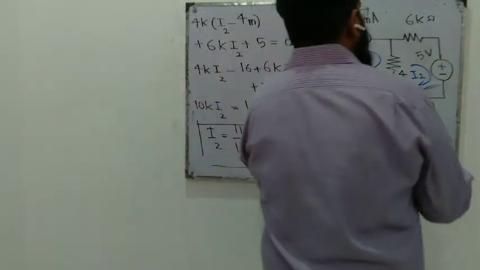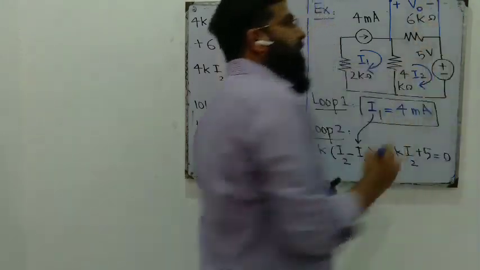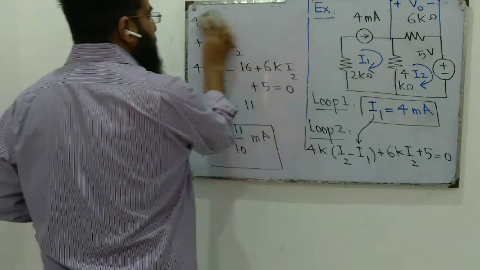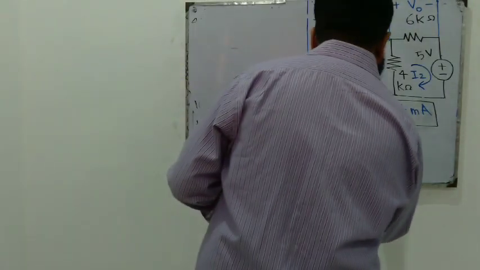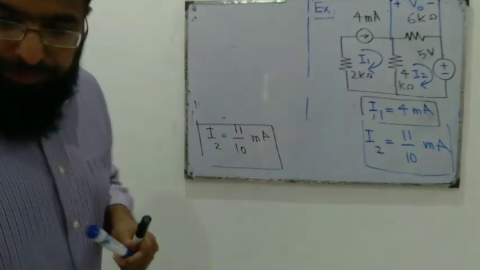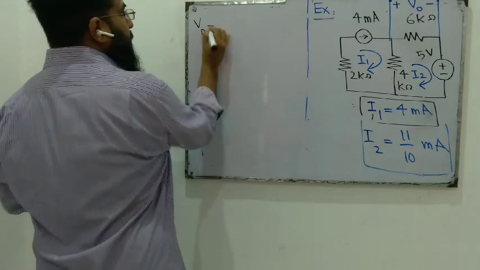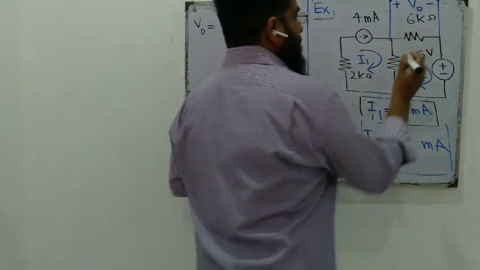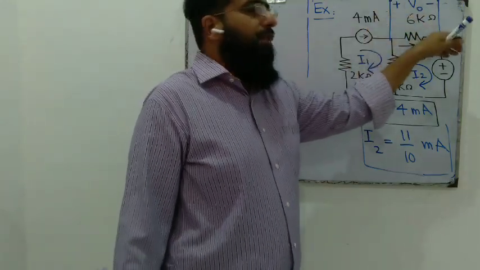Now we are asked to find the voltage drop in this polarity across this 6K resistor, and we call it VO, V out. How do you compute it given I1 and I2? We have I1 equal to 4 milliampere and I2 equal to 11 over 10 milliampere. V out is the voltage drop across the 6k resistor in a direction so that the left side is positive and the right side is negative. When the current flows through the 6k resistor in this direction, it causes this polarity.